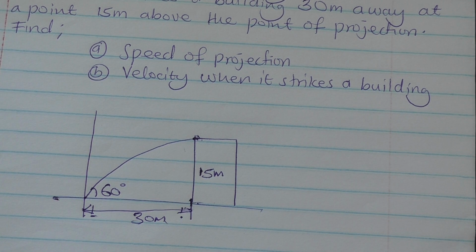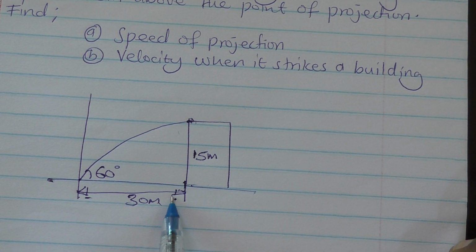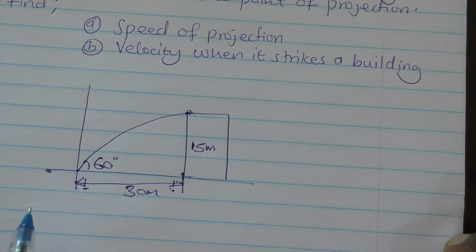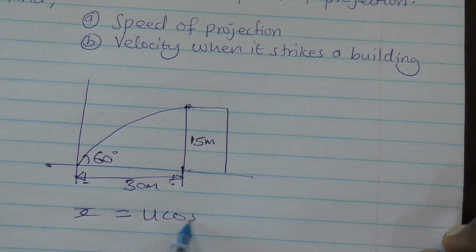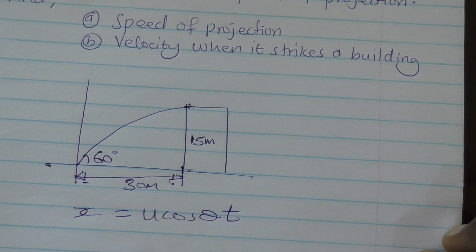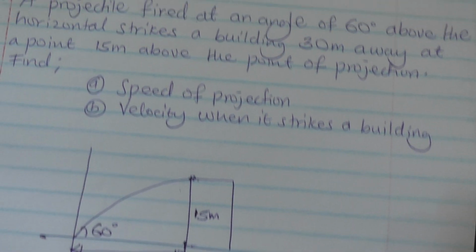So you can play around with those formulas to get, for instance, the time from x equals u cos theta t. So you can get time from there, and now you can use the time got to find what you want. We can use the time to get u and v. So I want you also to try out that and comment with your answers.